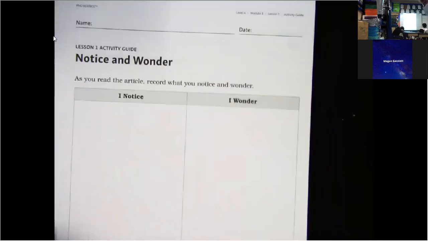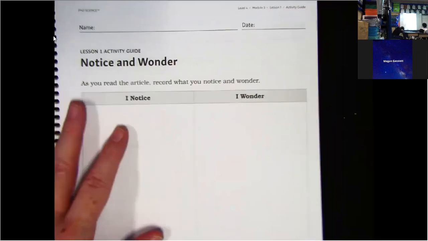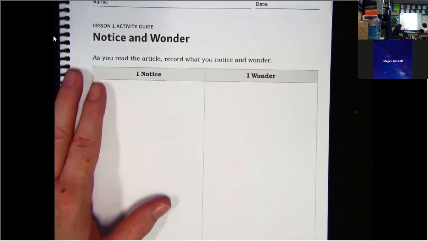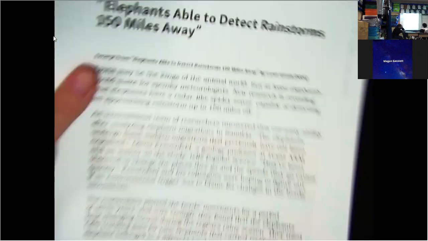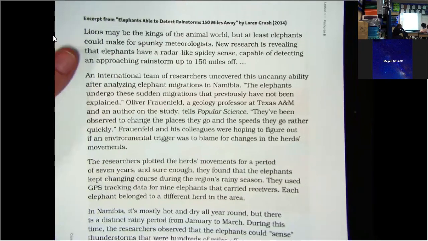So write what you notice and what you wonder. Page 3 in your notebook. I'm going to leave this up.